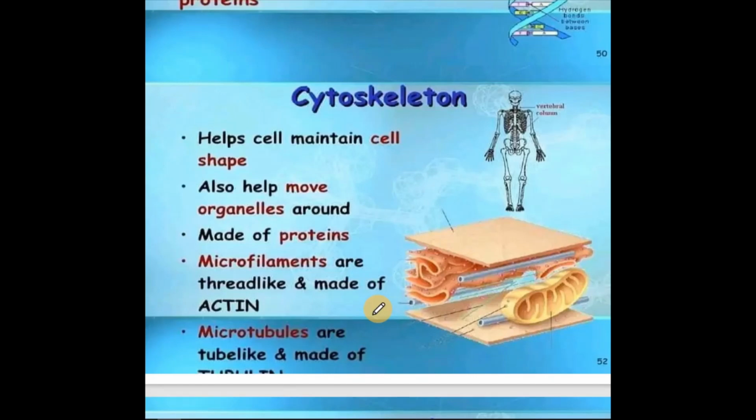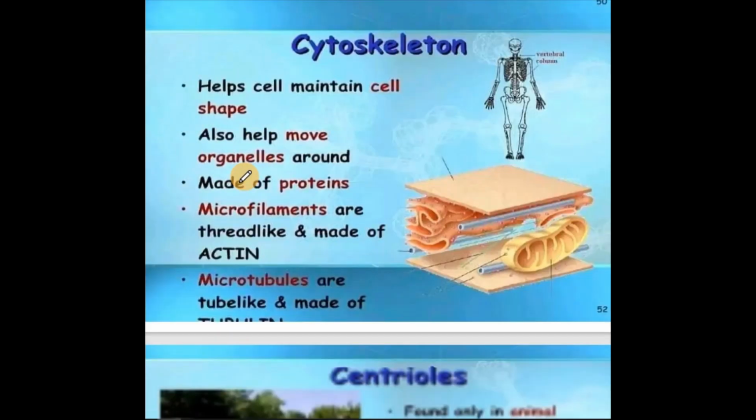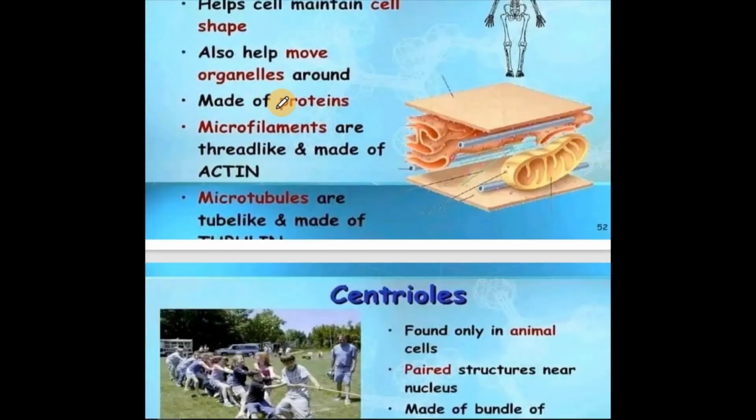Let's look at a structure called the cytoskeleton. The cytoskeleton is more like fibers or a skeleton found inside the cell that give some kind of rigidity to the cell. They are called a skeleton because they are very rigid. They help to maintain the cell shape and to move organelles around, and they are made of proteins. Examples are the microfilament, which is made of actin protein, and the microtubule, which is made of what we call tubulin.